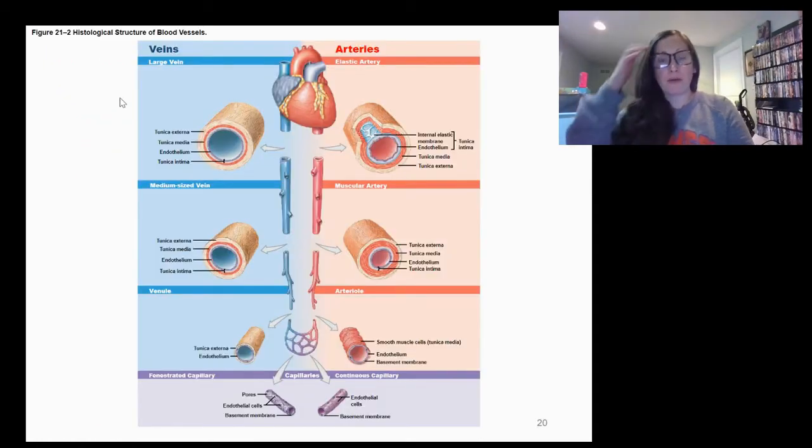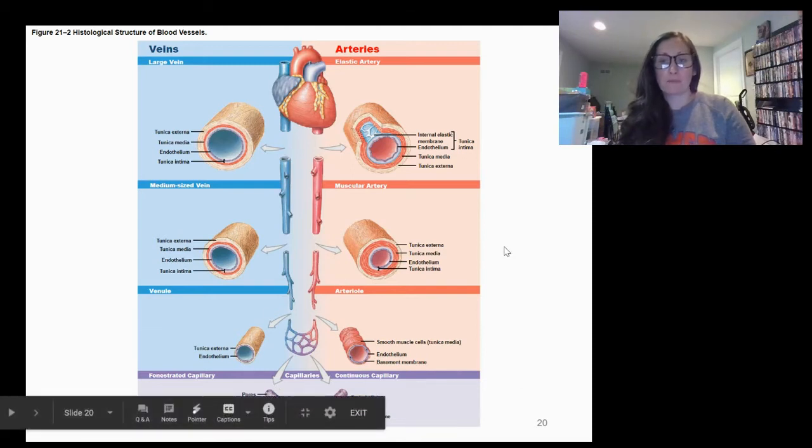Here's just a visual for you. I would recommend using this as a study tool so you have them side by side to compare your various layers, the different elasticities present, again, more in the arteries than in the veins, the thickness of the tunica media in the artery compared to the thinness of that in the vein. You can see size difference as we get smaller and smaller, right? Down from our largest vein or artery into our medium size into our smallest.